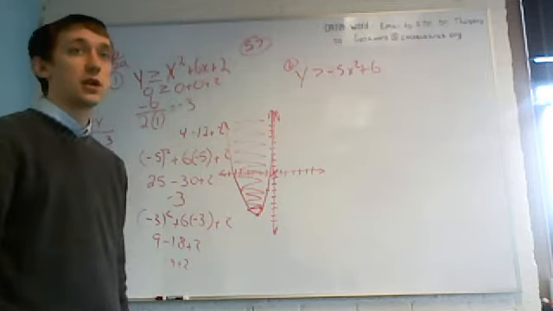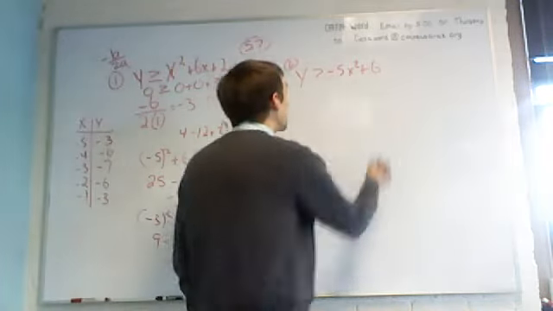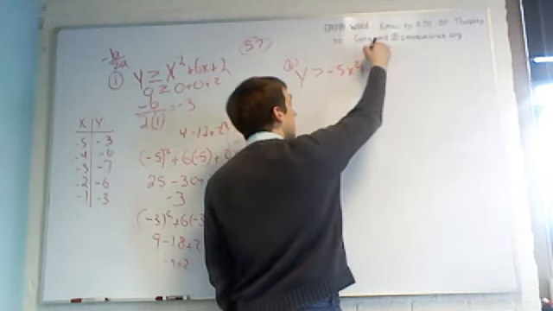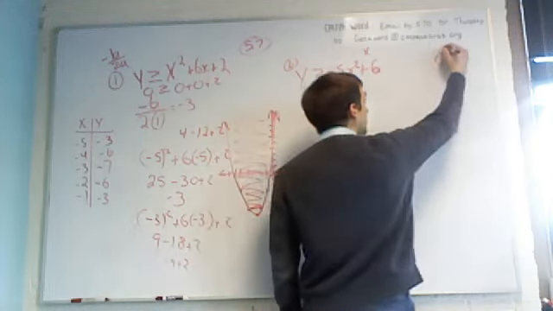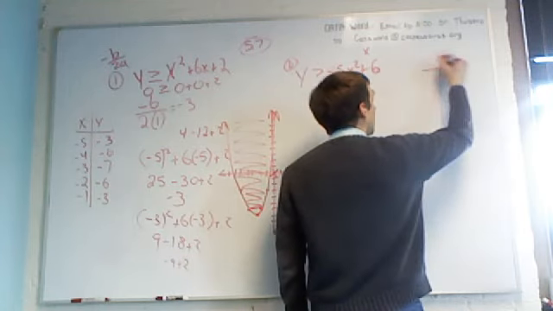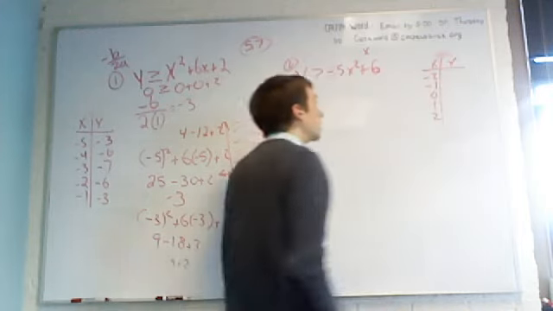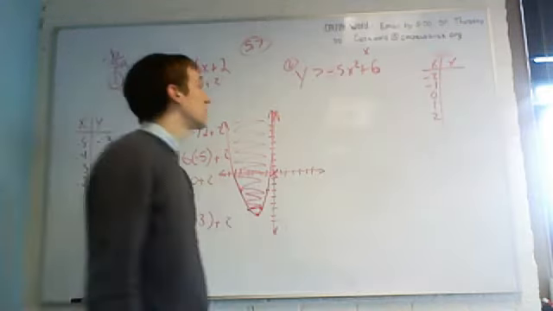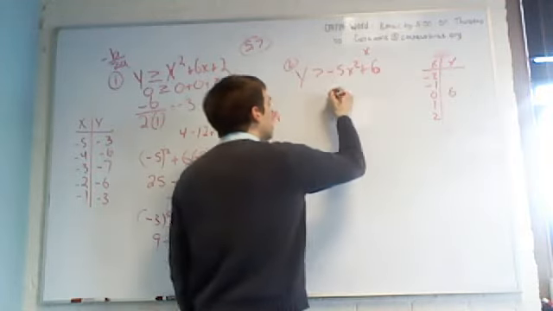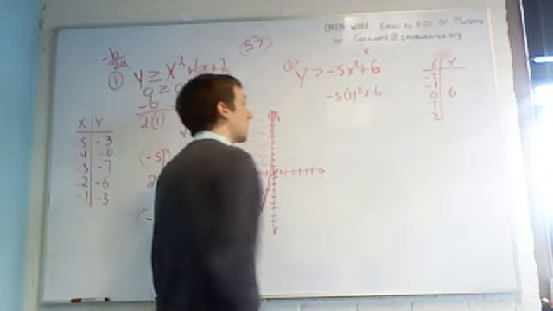What's b on the second one? 0. There's no b because b comes in front of x's, and there's no x. So when we make our t-chart, it's x, y: negative 2, negative 1, 0, 1, 2. 0 is going to give us an output of 6. So let's try 1. Negative 5 times 1 squared plus 6.